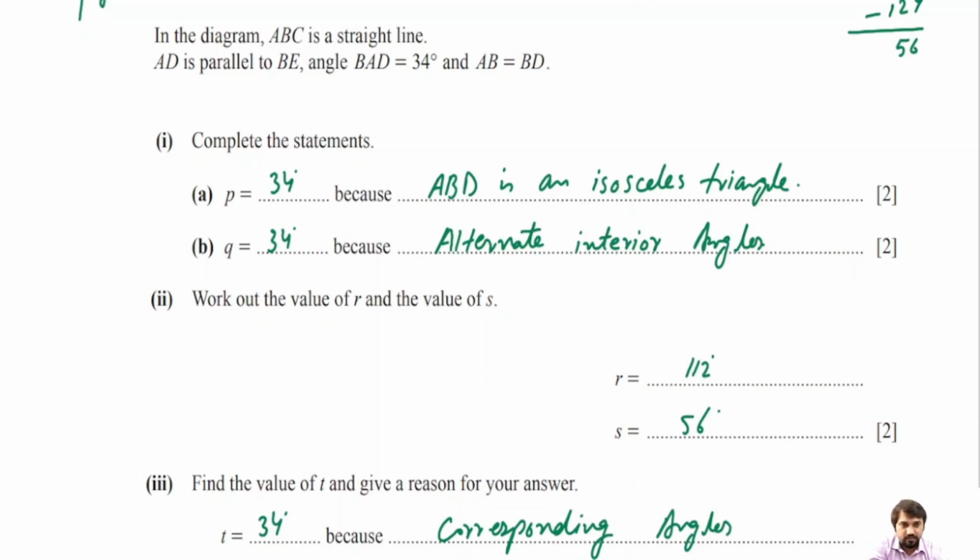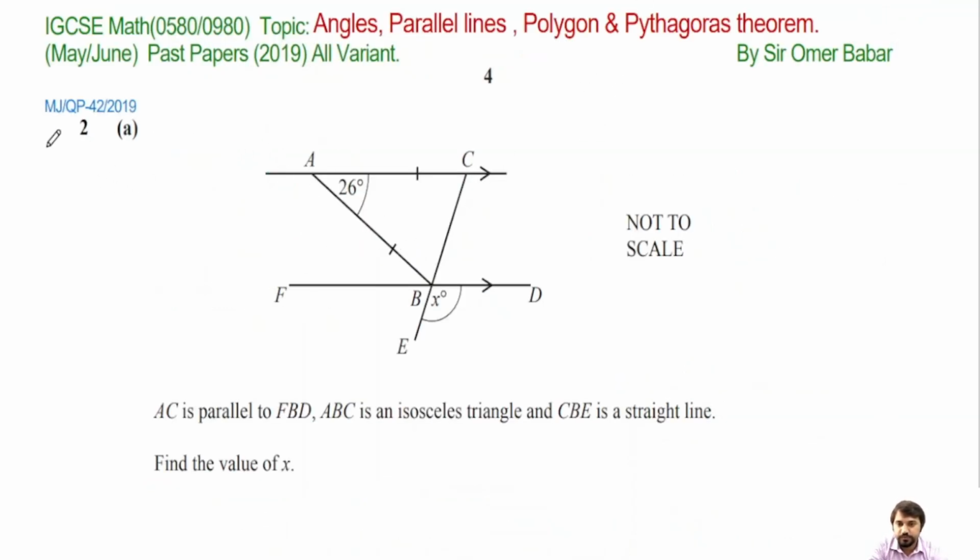Now moving towards our last question of this video, question 2 that appeared in 2019. The paper was 4 and the variant was 2. We have a diagram and these two are parallel lines again, AC and FD. Okay, AC is parallel to FBD. ABC is an isosceles triangle and AC equal to AB. It means these two angles are equal. Angle C and angle B are equal in magnitude. It's a straight line. Find the value of x.